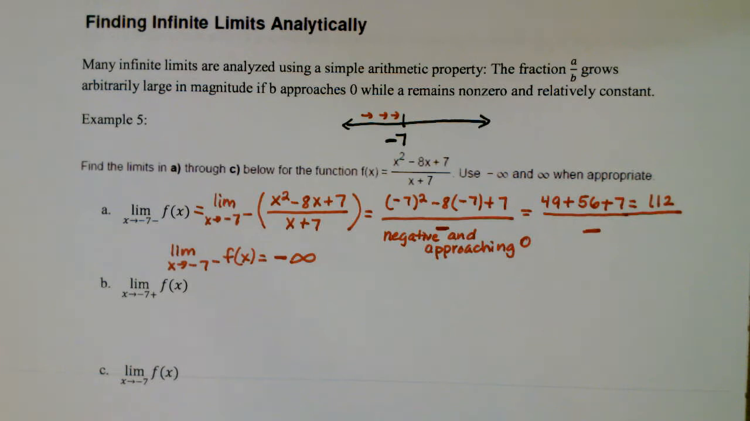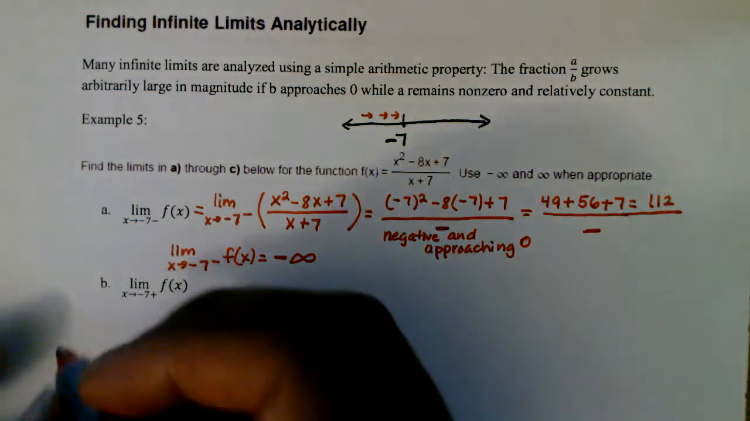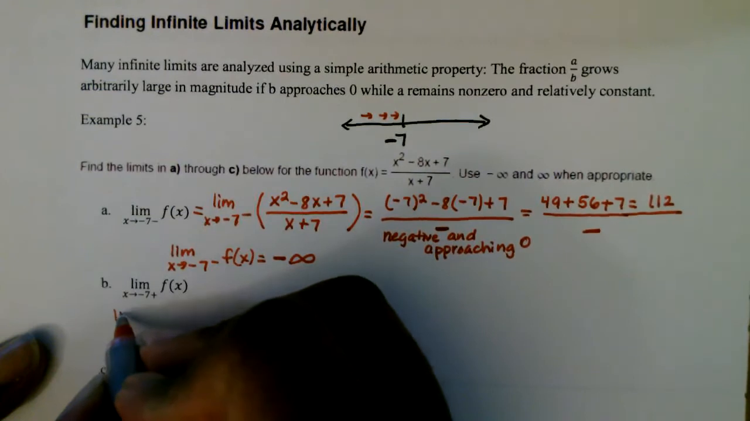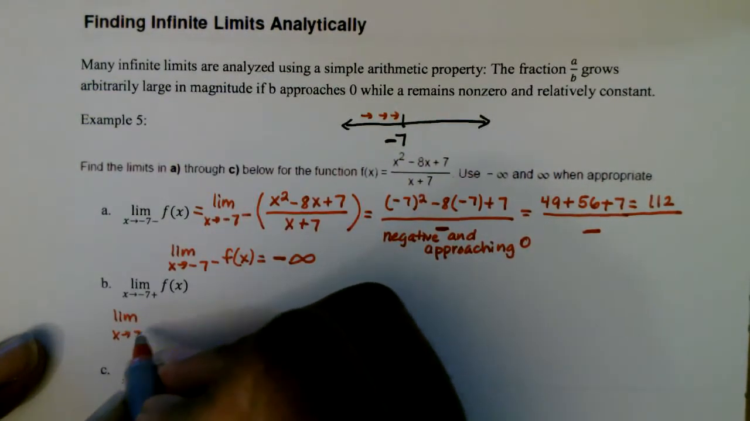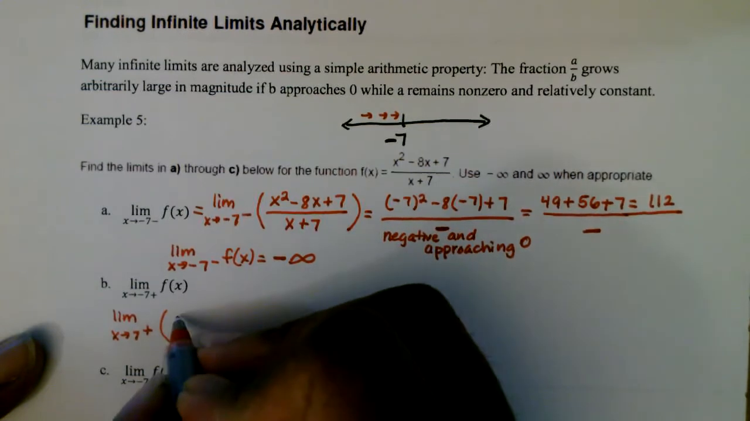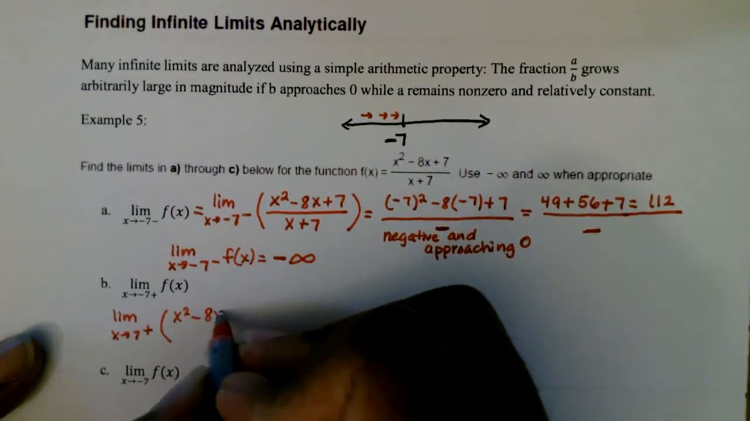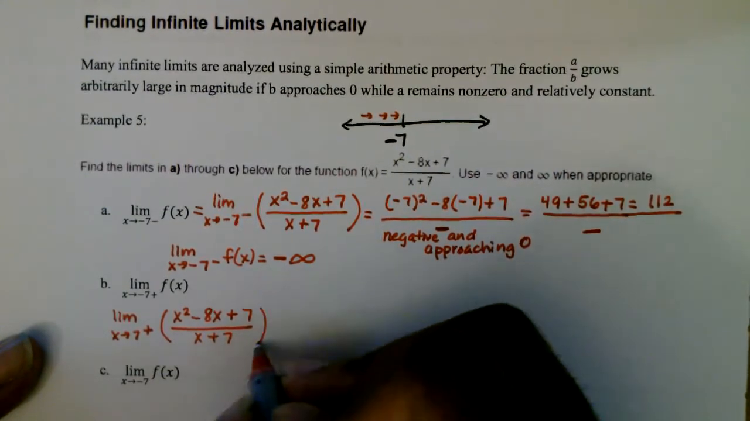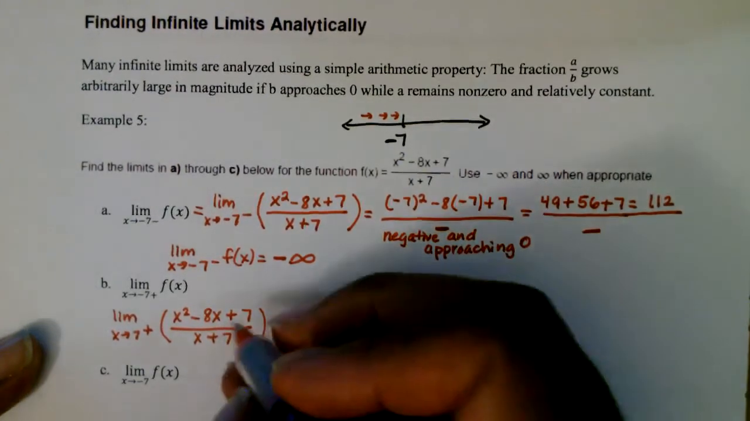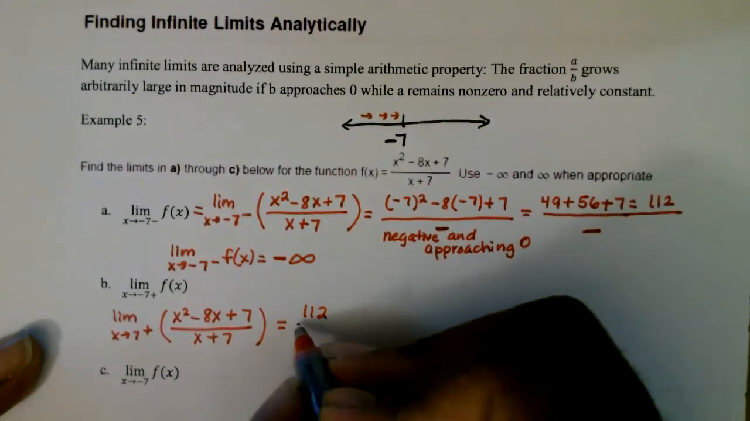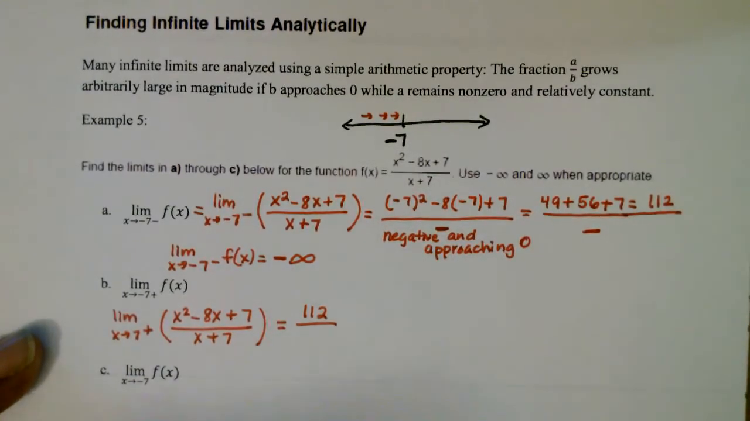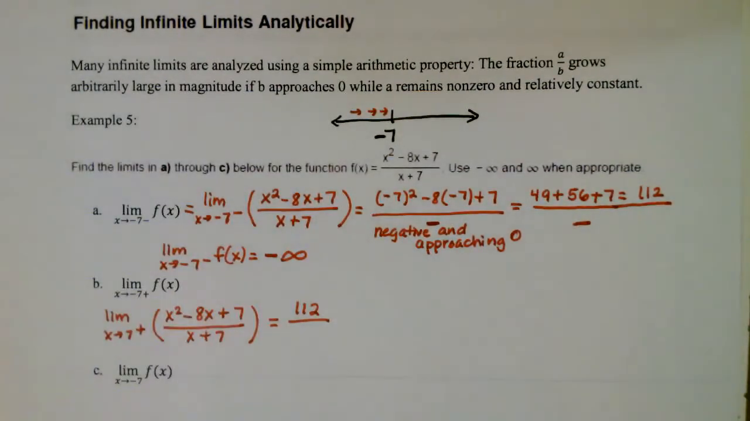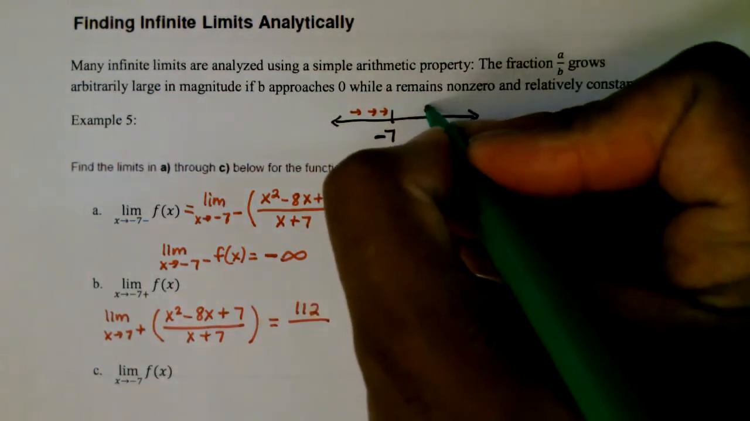Now, part B, we got the limit as x approaches -7 from the right of f of x. So here the limit as x approaches -7 from the right of x squared minus 8x plus 7, all divided by x plus 7. Well, that numerator, I've already evaluated that as 112 when I replace the x with -7. But let's look at what's going on when we approach -7 from the right. That's going to be coming in this direction to the right.